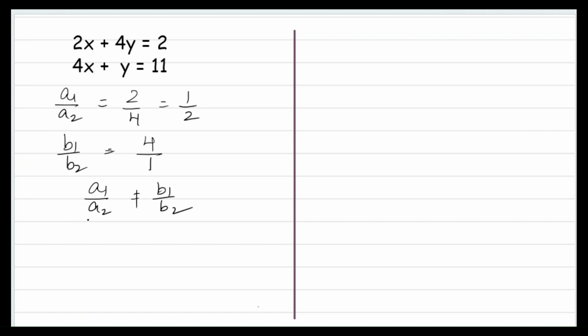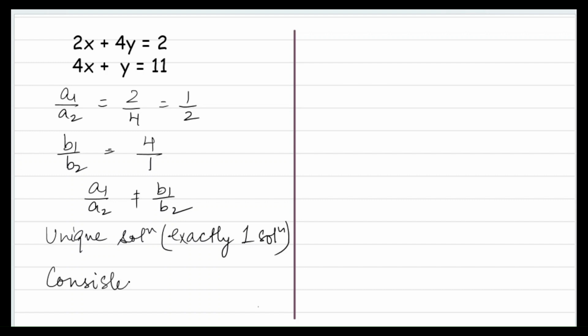In such a case, when the ratios are not equal, the given linear system has a unique solution, or you can say exactly one solution. And this system is called a consistent system. Whenever there is a solution, the system is consistent, as well as it is called an independent system. Why is it called independent? Because these two equations are totally different, and when I draw their graphs, the two lines will meet at exactly one point, and that one point is the solution of this given linear system.